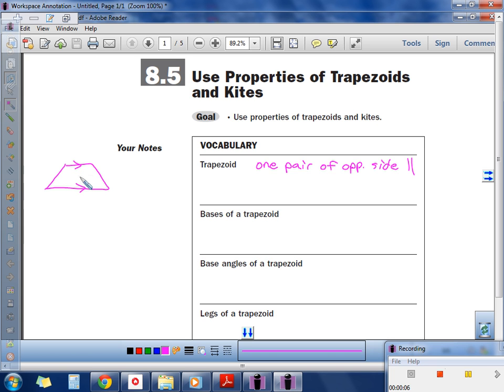So some keywords now. Bases of a trapezoid. The bases are the parallel sides. So this would be a base, and this would be a base. From here we have some base angles, and there are two sets of base angles because we have two bases. The base angles are angles on each base. So there are going to be base angles down here, and then there are going to be angles up here.